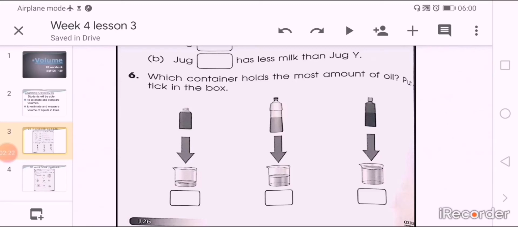Look at the second one. The beaker under the second container has more oil than the first container and less oil than the third container. Now look at the third beaker under the third container. It has the most amount of oil, or it can hold the most amount of oil. So put a tick in the box under this container.